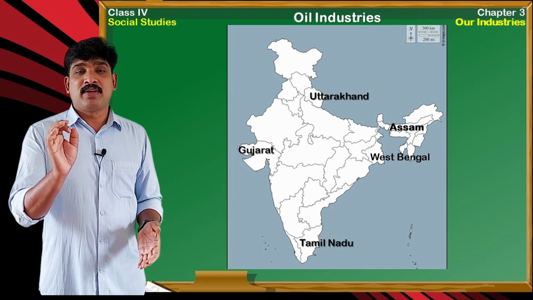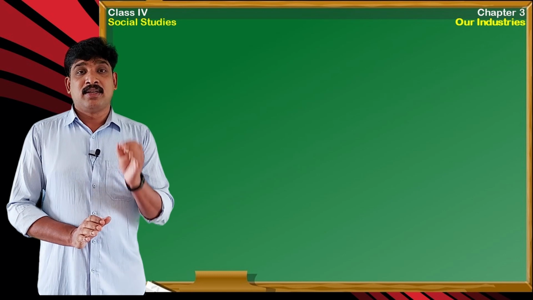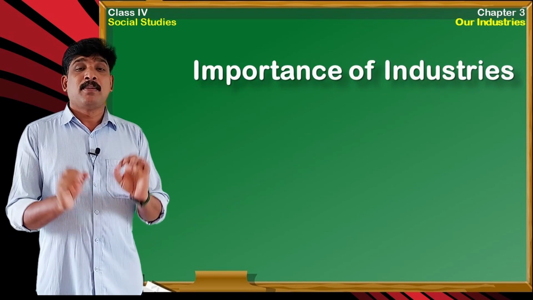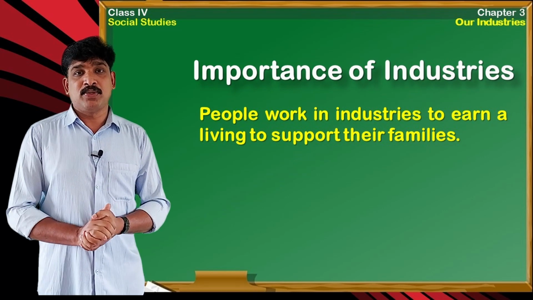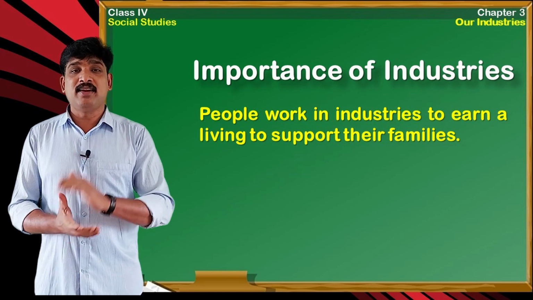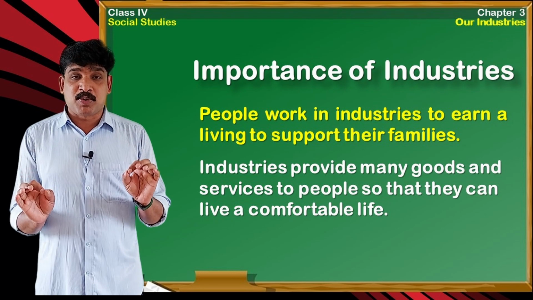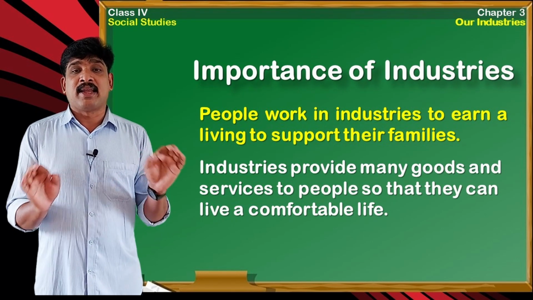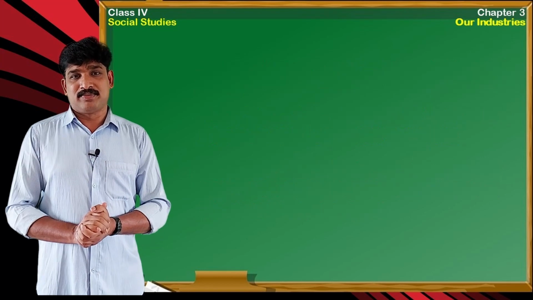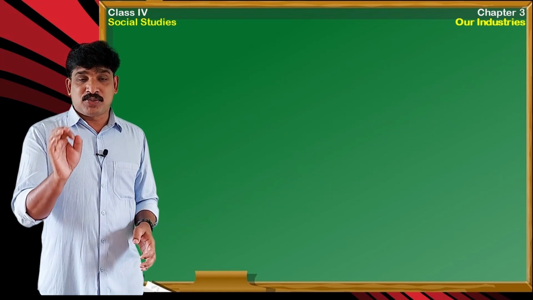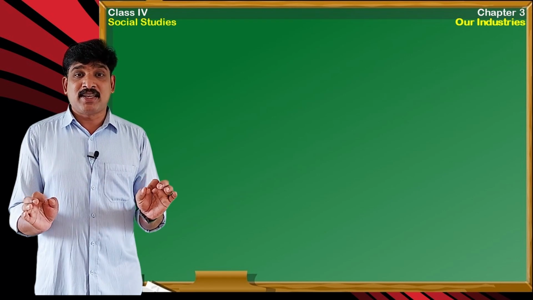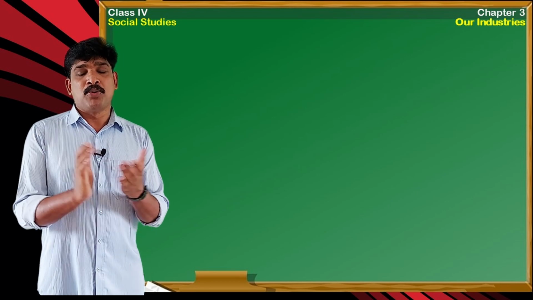We studied about different types and kinds of industries. Now let us see about the importance of industries. Many people work in industries to earn a living to support their families. Industries provide many goods and services to people so that they can live a comfortable life. We have learned that industries are very important for our life. But we have to understand that industries cause pollution as well.